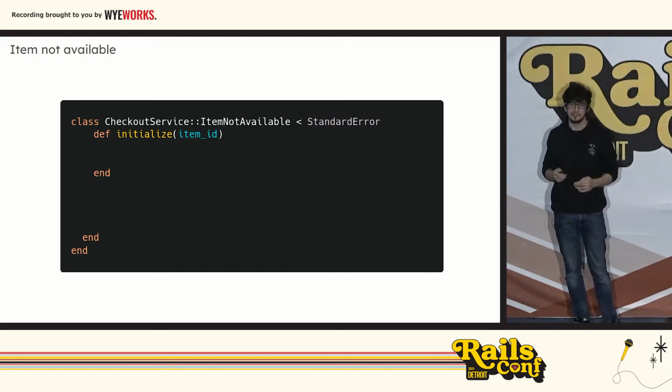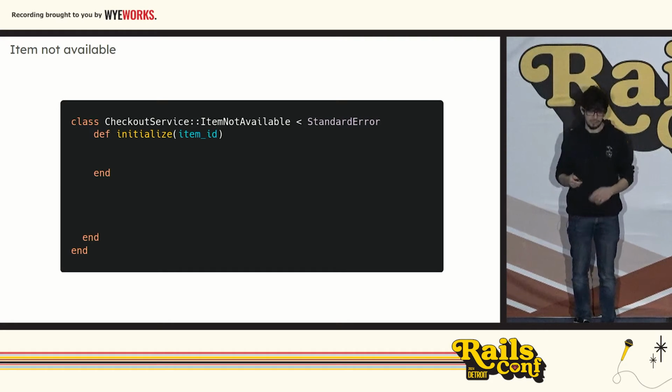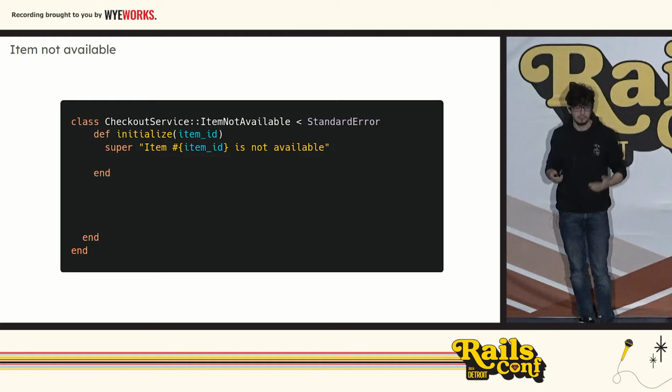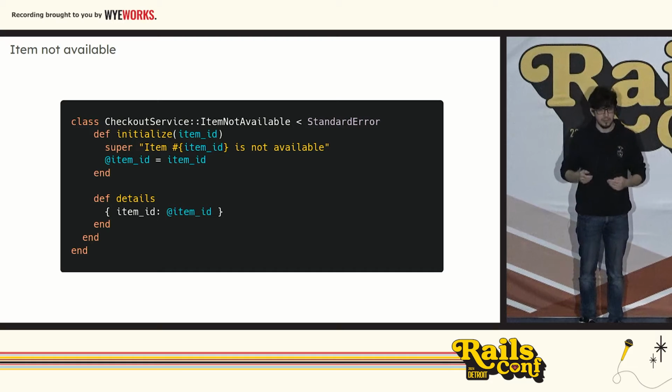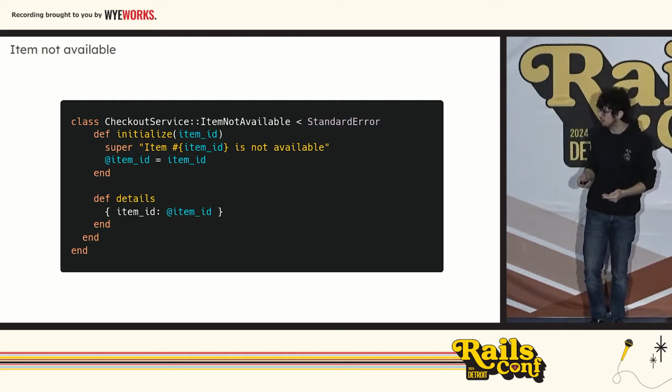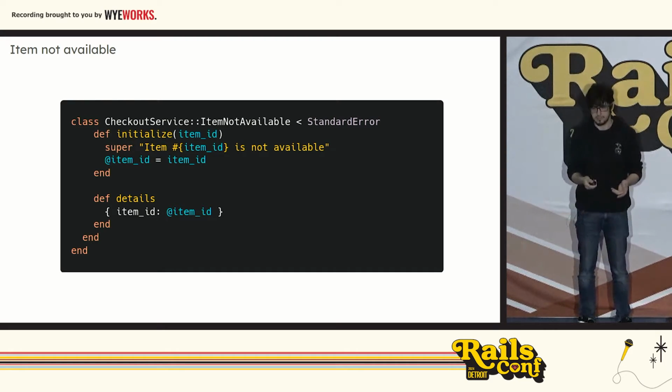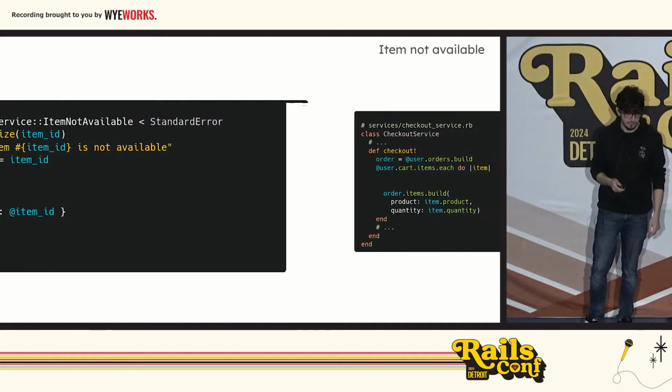So the first thing we're going to do is extend from the standard error class. As we spoke before, this is a rule. And then we're going to use the super initializer to pass the message to the standard error class. And then we're going to enrich this object, adding some methods and attributes to make it clear for the call site exactly what happened, what item was not available when we tried to purchase it for some reason.